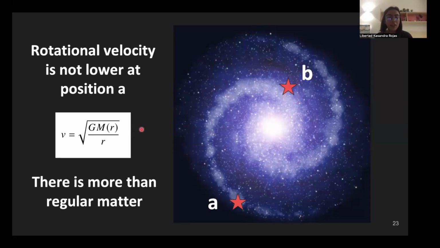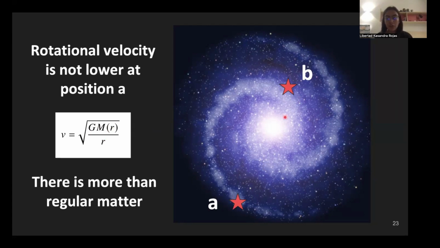And if we go back and look at our formula, G is the gravitational constant, so that doesn't change. What has to change is the mass distribution. So there has to be more mass between the center of the galaxy and point A, more mass than the mass that we can actually see. So more than just regular matter.